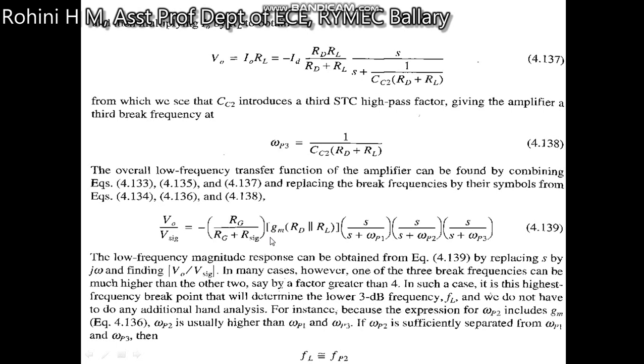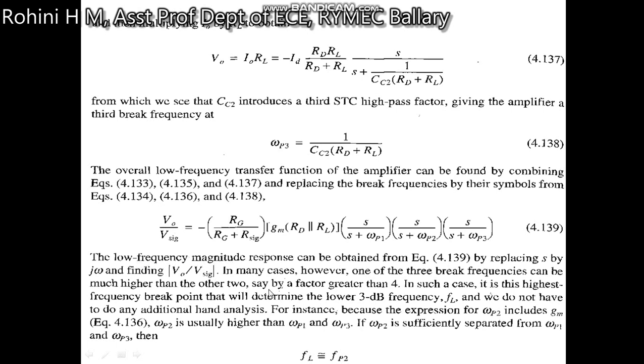So the low frequency magnitude response curve can be obtained from this expression, that is V_out by V_signal, just by replacing s by j omega and finding V_out by V_signal. So thus we are finding the low frequency magnitude response.